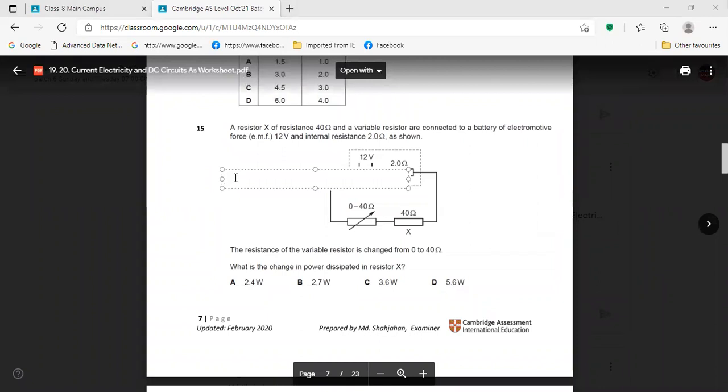So we have here P equals V square by R. This one is our basic formula we have to use. Now V1, you write more specific.